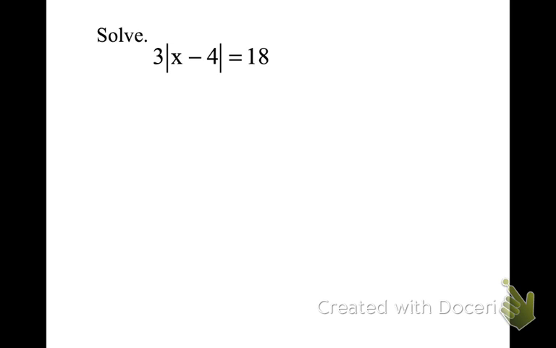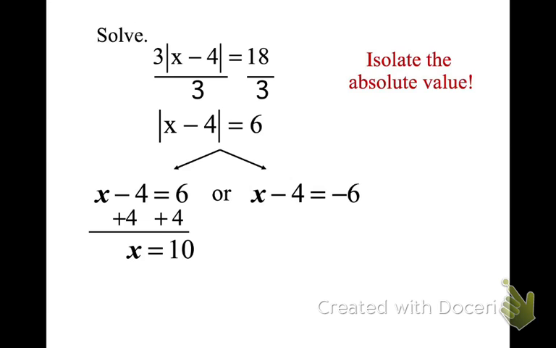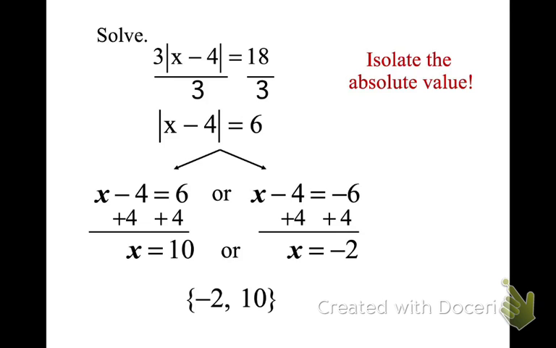All right, so hopefully to get rid of the 3, instead of multiplying by 3, you divided by 3. Do not distribute. You can never distribute into an absolute value. You have to deal with the absolute value on its own. And now I'm going to set both equal to the positive 6 and the negative 6. Then I'm going to add 4 to both sides. I'm left with x is equal to 10. Adding 4 to both sides, I'm left with x is equal to negative 2. And my solution is negative 2 and 10.